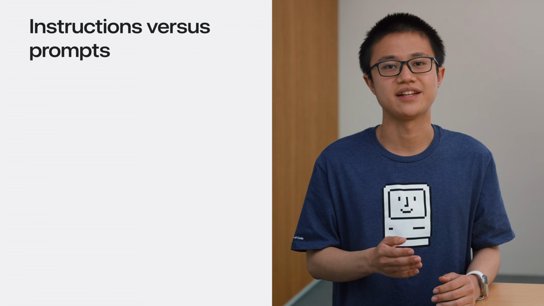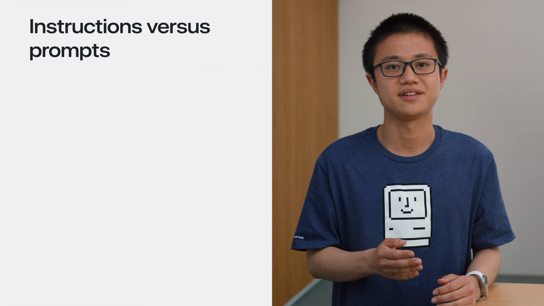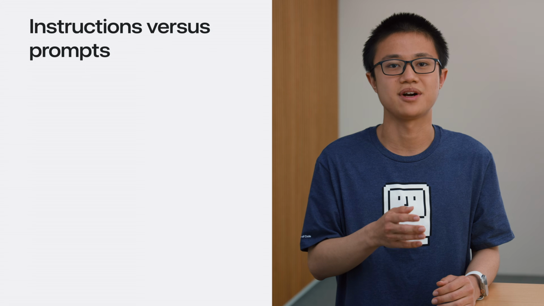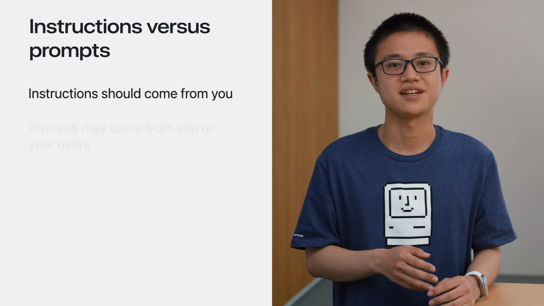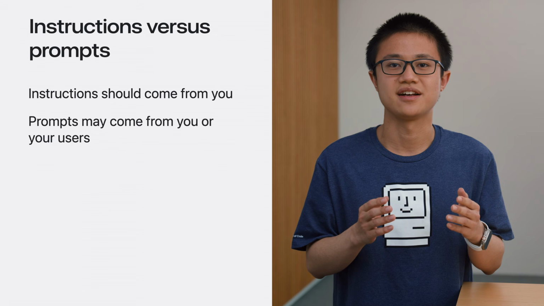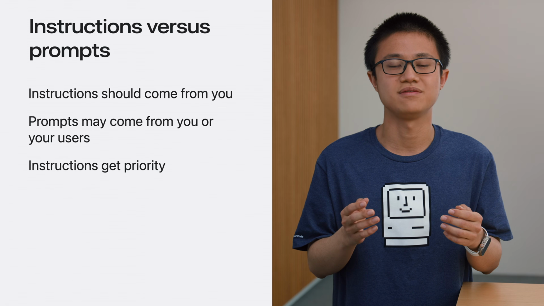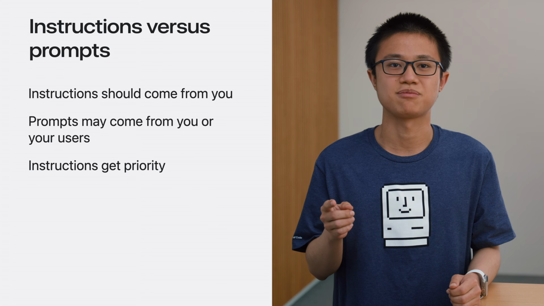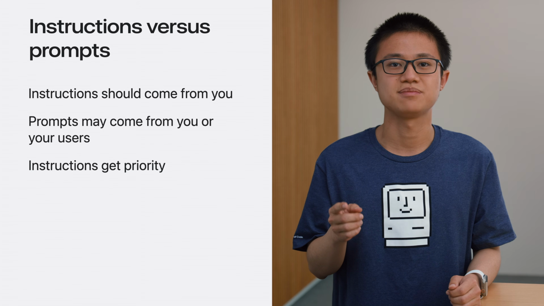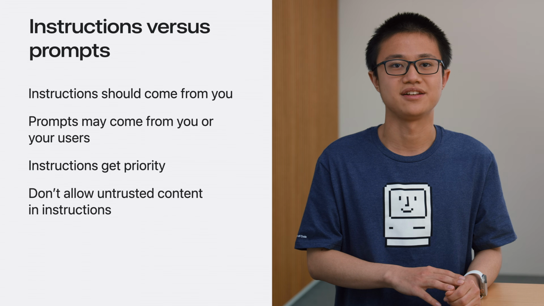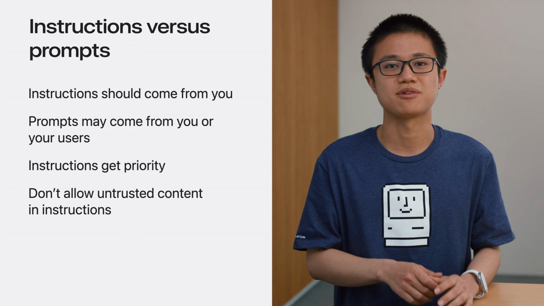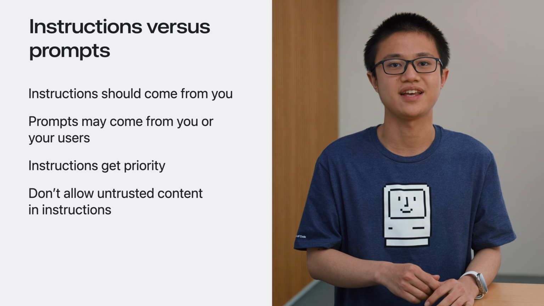If you do choose to provide custom instructions, it is important to understand the difference between instructions and prompts. Instructions should come from you, the developer, while prompts can come from the user. This is because the model is trained to obey instructions over prompts. This helps protect against prompt injection attacks, but is by no means bulletproof. As a general rule, instructions are mostly static, and it's best not to interpolate untrusted user input into instructions. So this is a basic primer on how to best form your instructions and prompts.